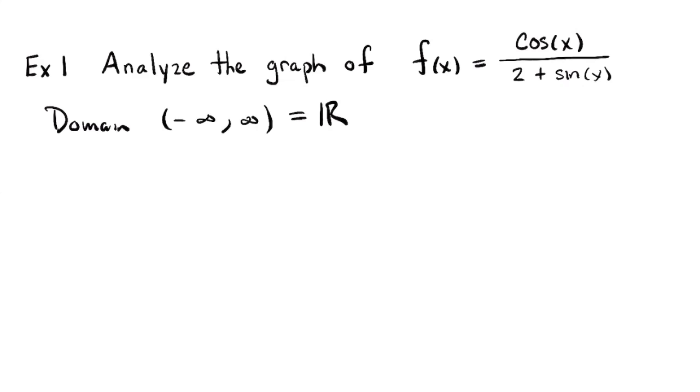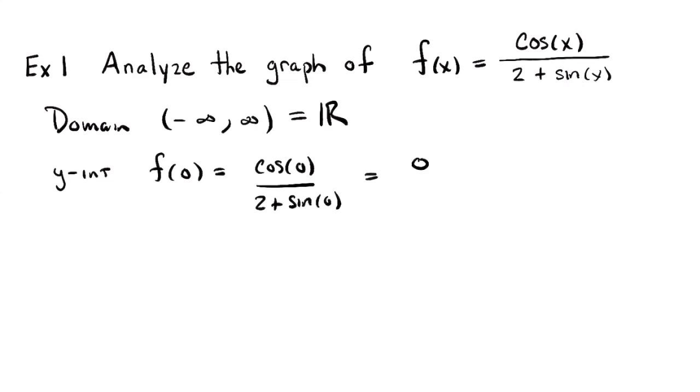How about its intercepts? The y-intercept is always the easiest one to calculate. If 0 is in the domain, the y-coordinate of the y-intercept is the function's value at 0. So to calculate that y-intercept, I'm just going to plug in 0 to the function. I get cosine of 0 over 2 plus the sine of 0. The cosine of 0 is 1, the sine of 0 is 0, so the y-coordinate is 1/2. So this function's y-intercept as a point is the point (0, 1/2). Nice, so we have that.